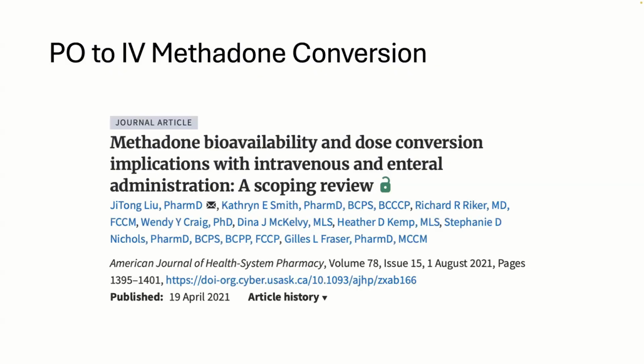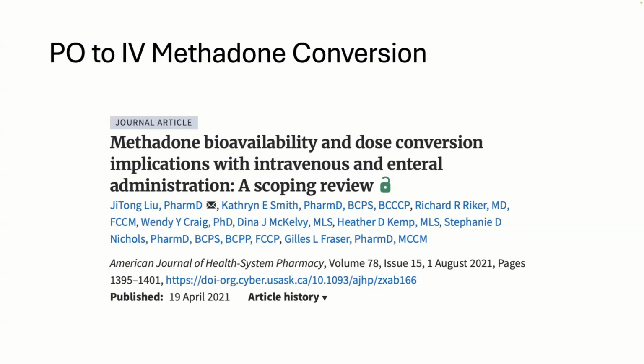Here's another study. This one again looked at the conversion ratio of PO to IV methadone of 2 to 1. What they found was they specifically were looking at bioavailability of methadone, and they found that the bioavailability of methadone is around 75 to 85%, and that an oral to IV conversion ratio of 1.3 to 1 is more appropriate than the commonly used 2 to 1 ratio.